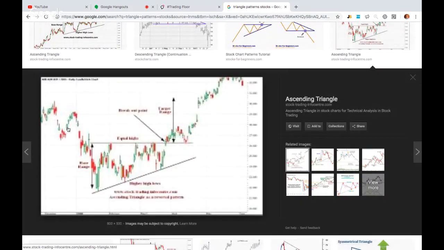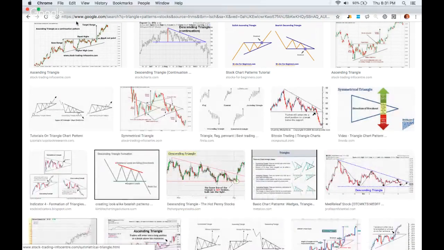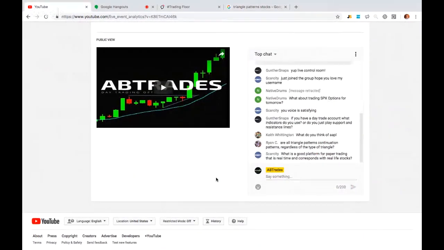Because look, here's another example where we go down, we have an ascending triangle, which means up, but still it's reversing and it's not going the same exact way. Jeez, my voice must suck for y'all, I'm sorry.